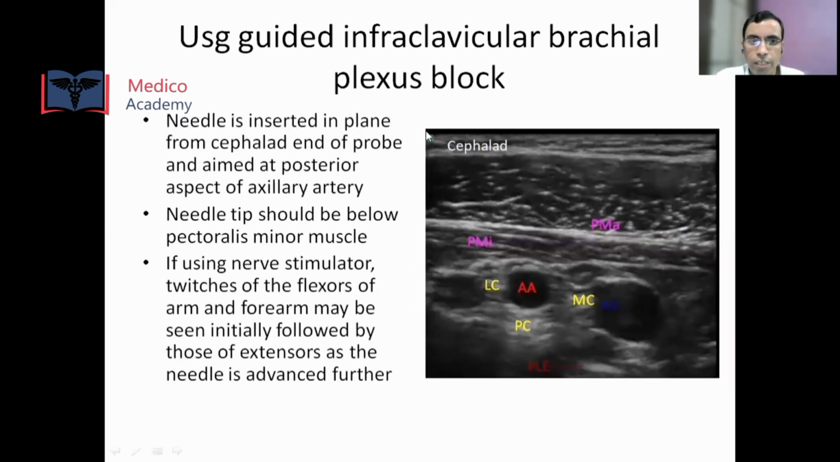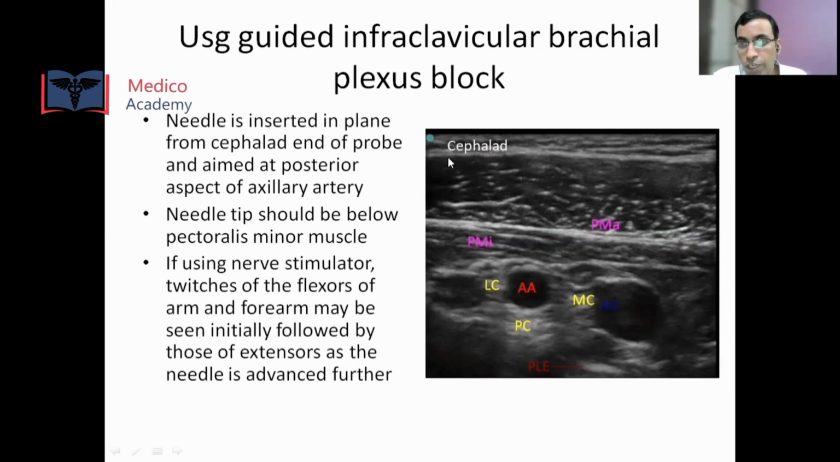The needle is inserted in plane from the caudal end of the probe and aimed at the posterior aspect of the axillary artery. For successful placement of this block, the needle tip should be below the pectoralis minor muscle.